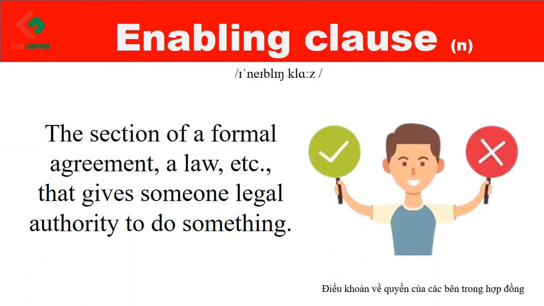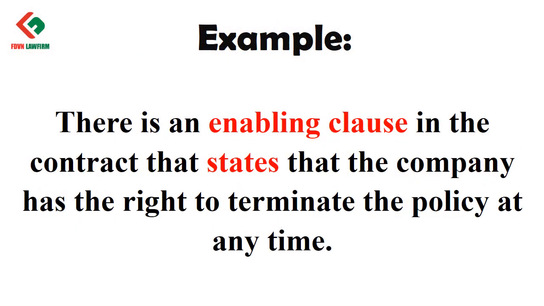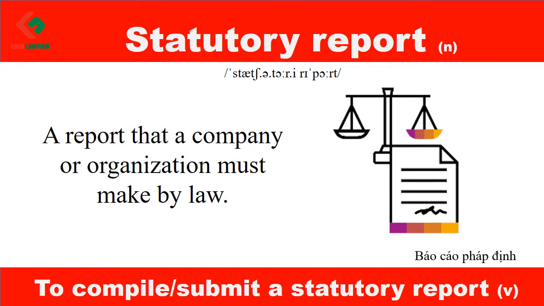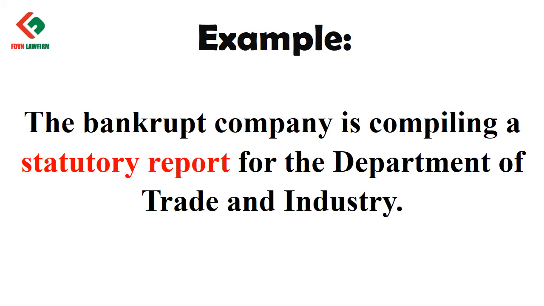Enabling clause. This section of a formal agreement, a law, etc., that gives someone legal authority to do something. There is an enabling clause in the contract that states that the company has the right to terminate the policy at any time. Statutory meeting. The first meeting of the shareholders of a public limited company, which must take place within a particular time after it is formed. Statutory report. A report that a company or organization must make by law. The bankrupt company is compiling a statutory report for the Department of Trade and Industry.